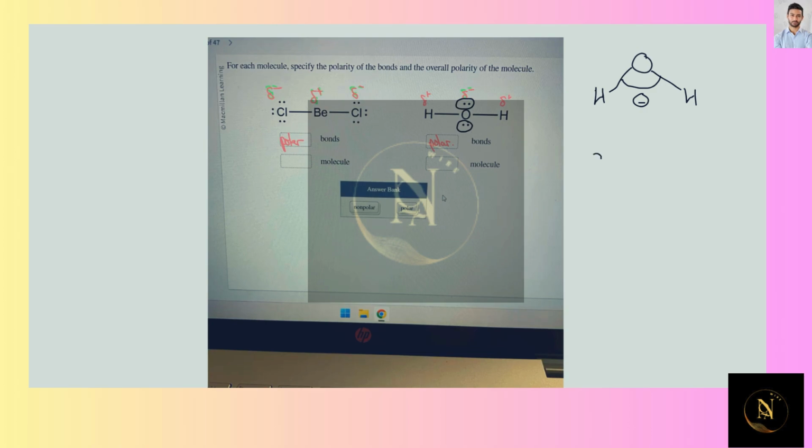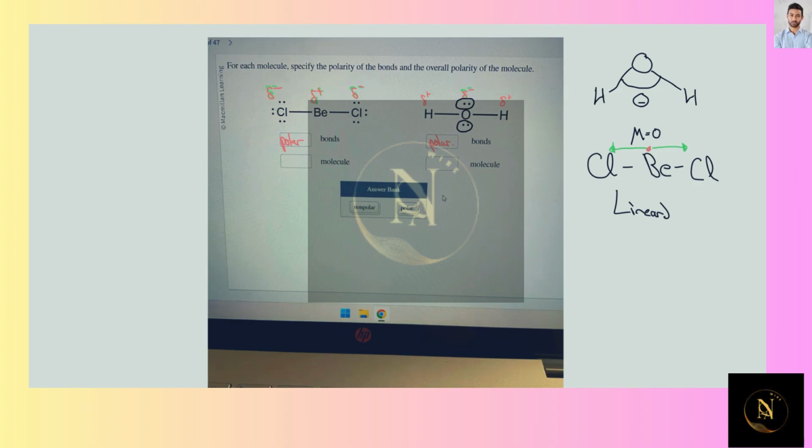Contrary to that, for the case of beryllium chloride, the molecule is going to stay as a linear molecule. That means that the dipole moment that we could have going in the direction of each of the chlorine atoms is going to cancel out exactly. So the overall dipole moment would be equal to zero. I'm going to put it in red.